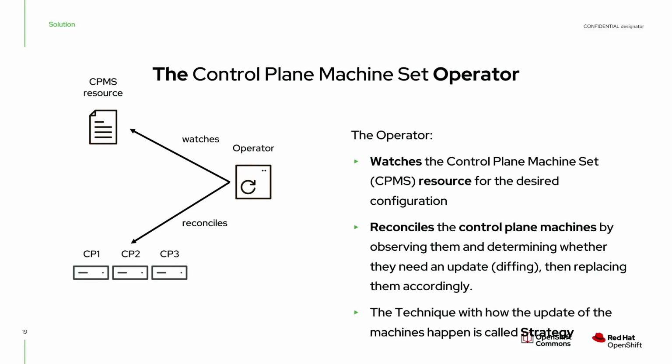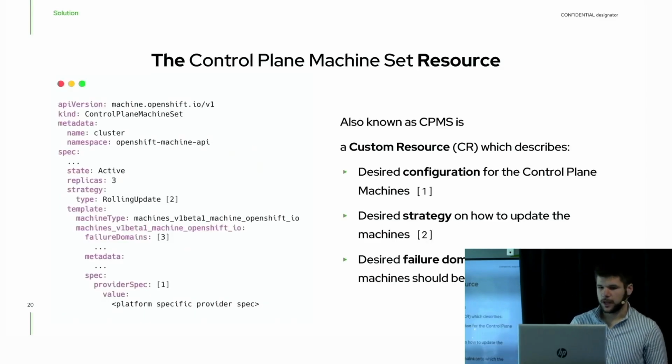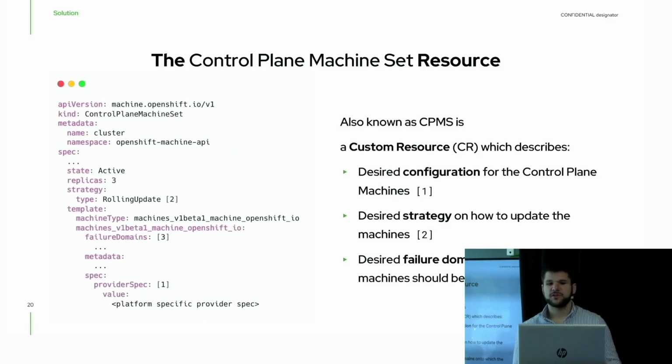It does a diff between what is contained in the CPMS resource and what is in the provider spec of the machines. And if it finds a diff, then it considers those machines to be outdated, and what it does, it starts replacing them accordingly. We have various ways to provide replacement procedures, and we call them strategies, and we will see what those are later.